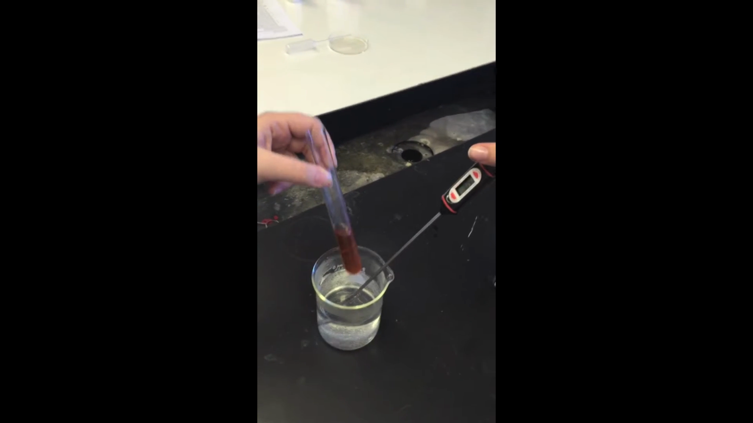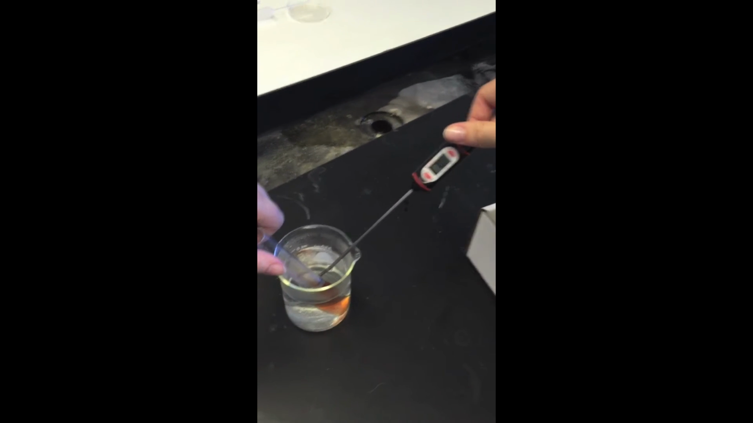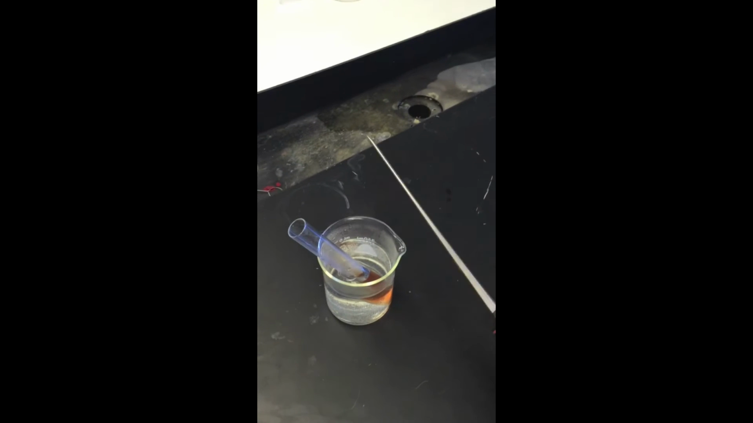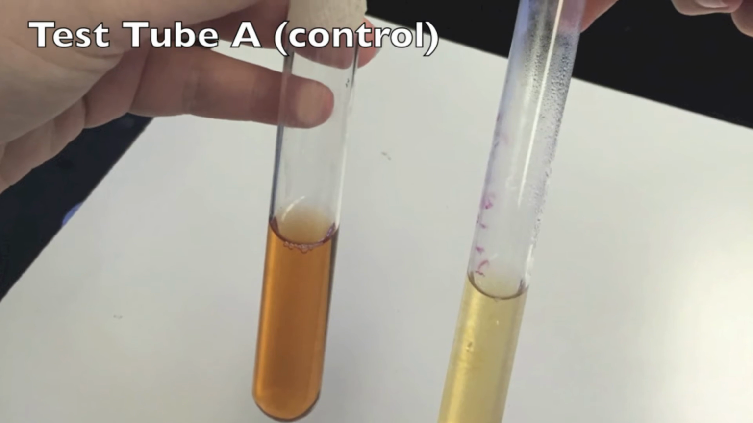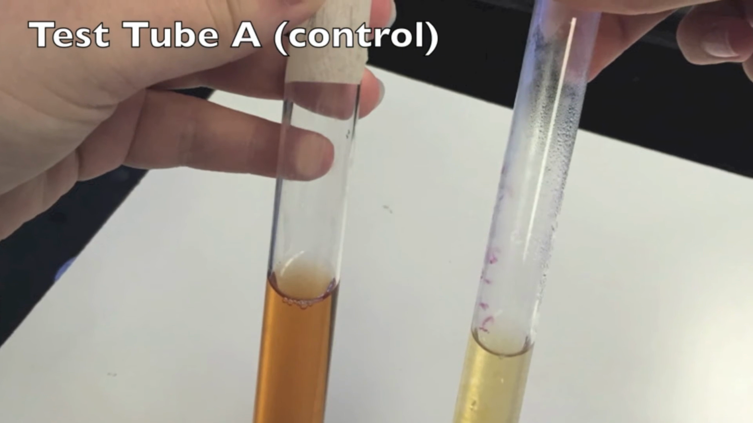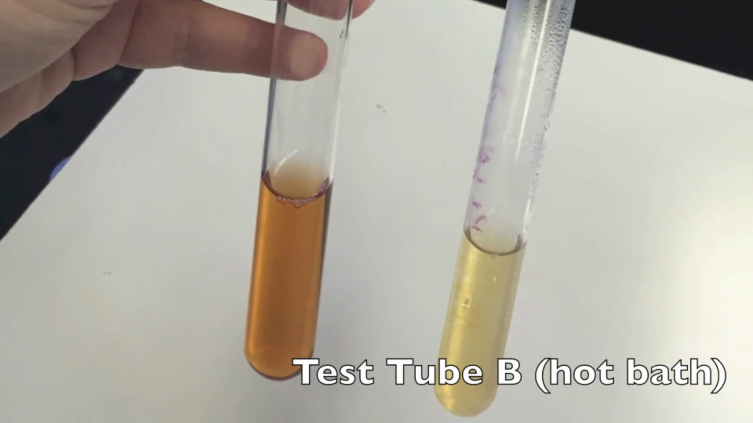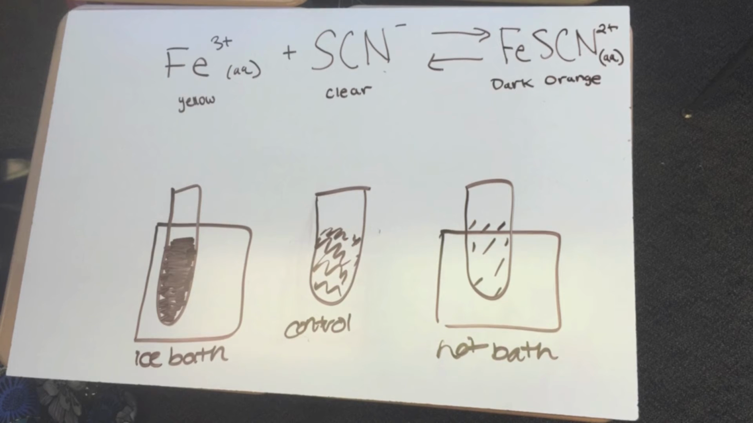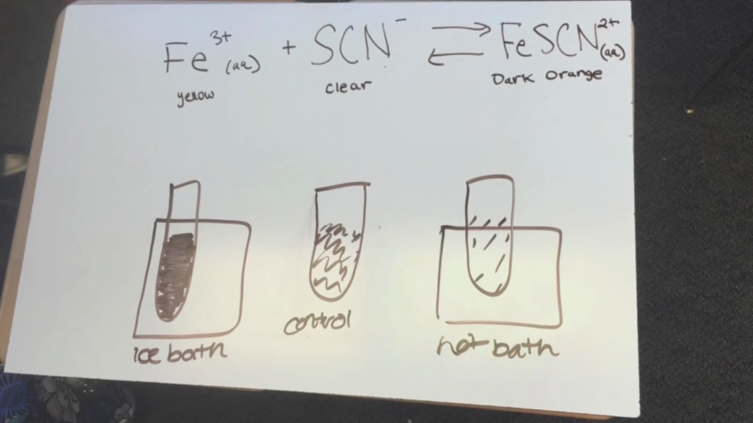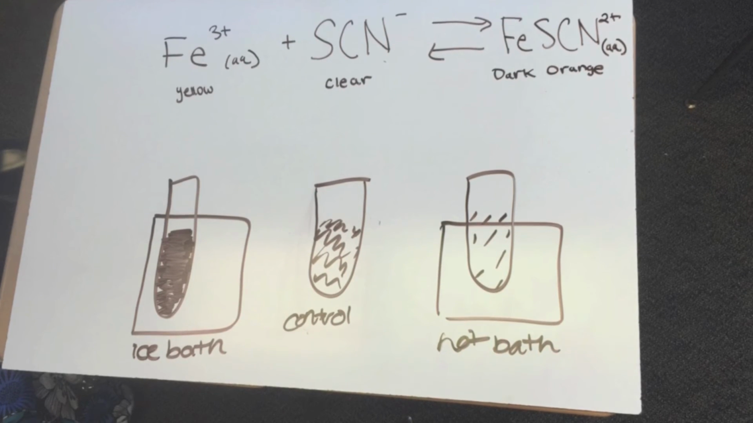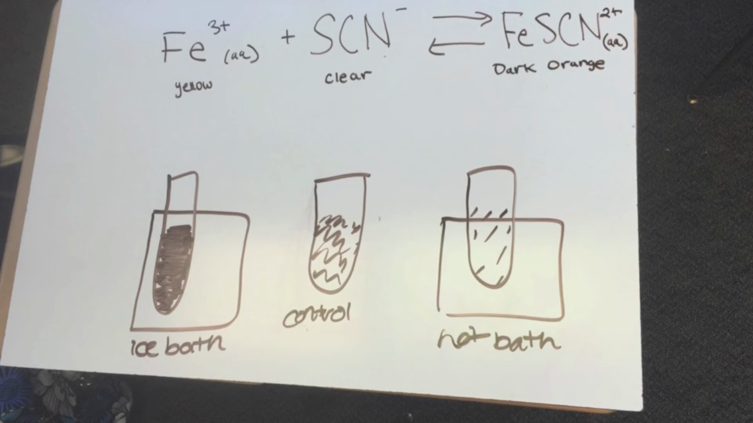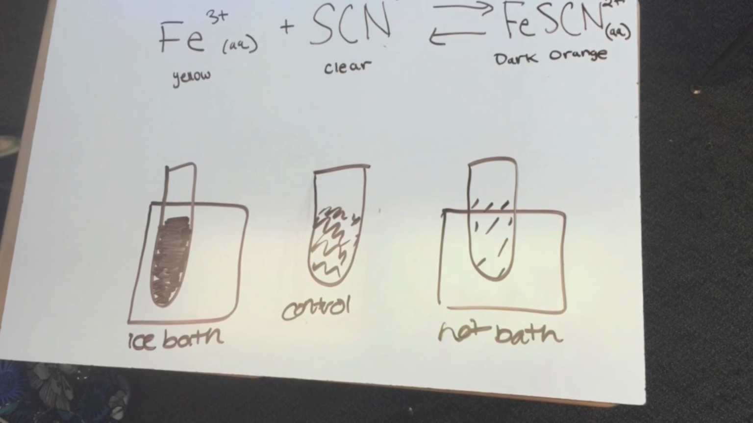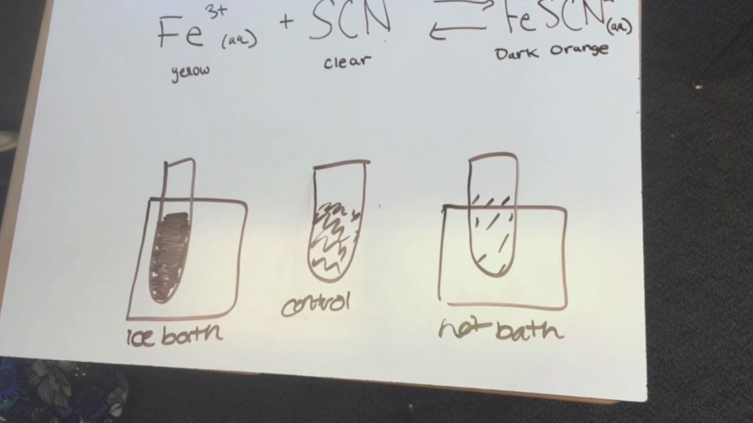Now we're putting test tube B in a hot water bath at 70 degrees Fahrenheit. And we're going to see how the color changes. Putting the solution in a hot bath makes the solution become a lighter color than before. If it becomes lighter, it means the equation is shifting left. Because the system is hot, the reaction wants to absorb heat to cool it down, making the reverse reaction endothermic.